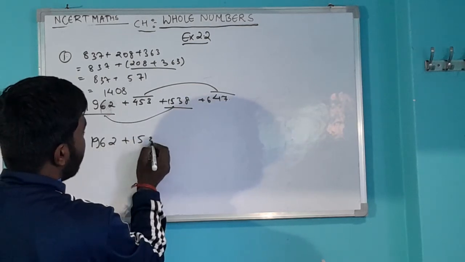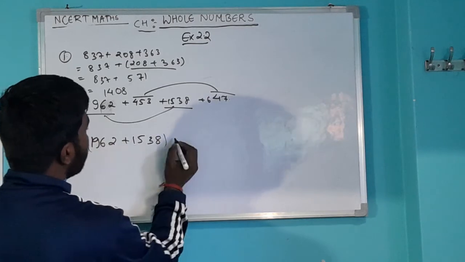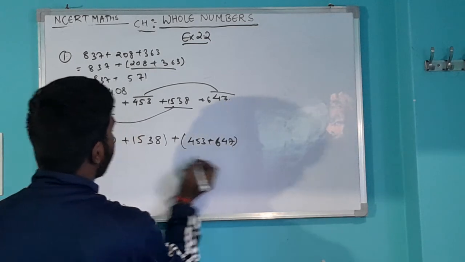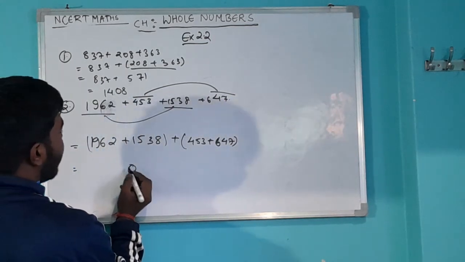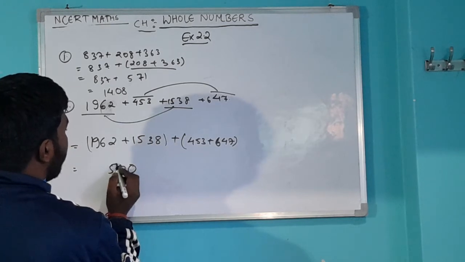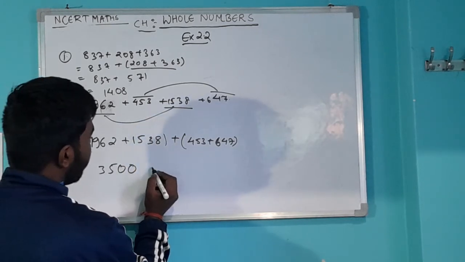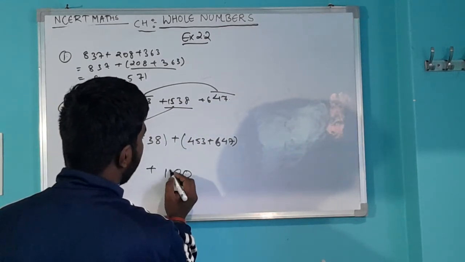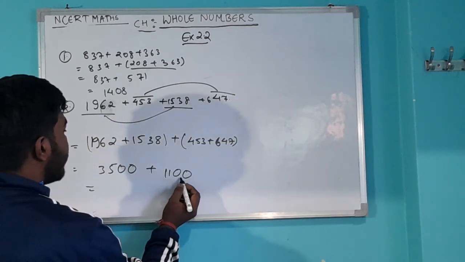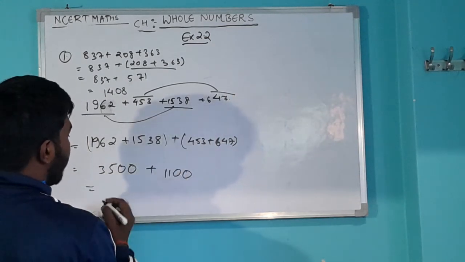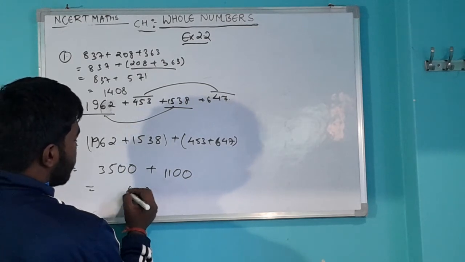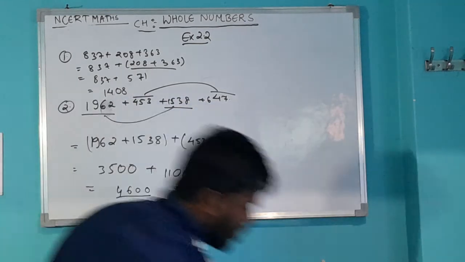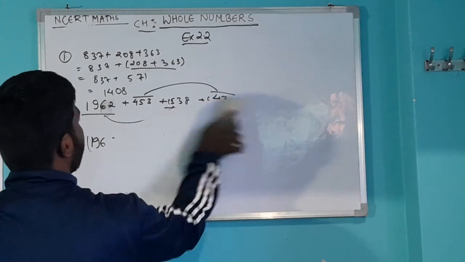Again, take the greater parts together and the smaller parts together: 962 plus 1538 in one bracket, plus 453 plus 647 as our second part. We simply see that these become very easy as compared to the complicated given numbers. So we get our answer. I hope you understand this in a simpler form.